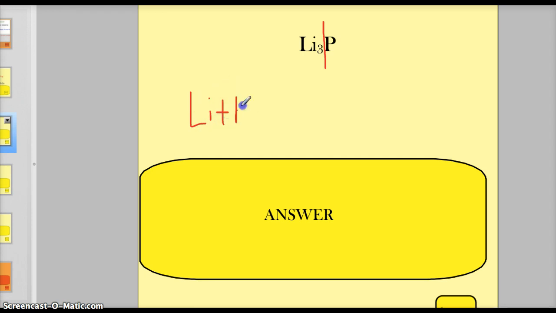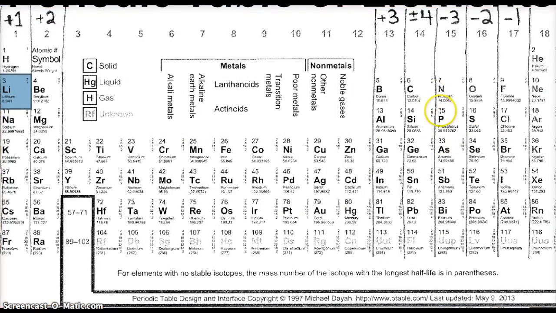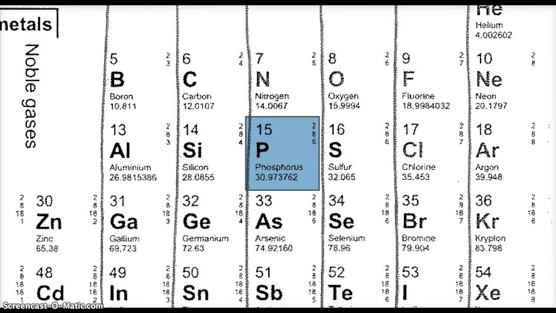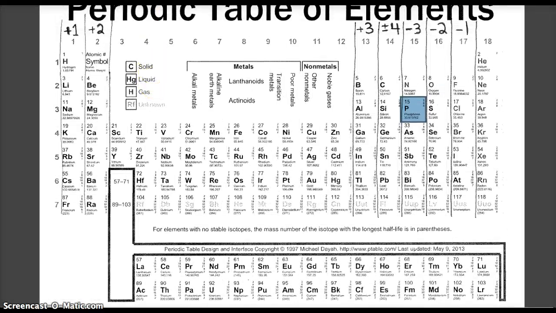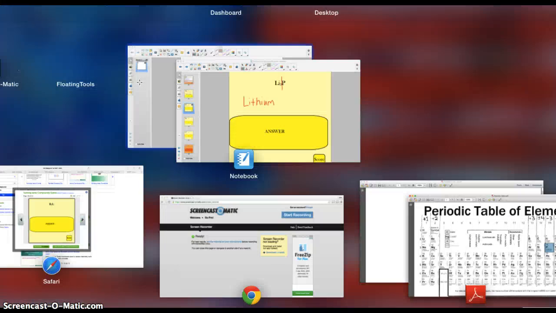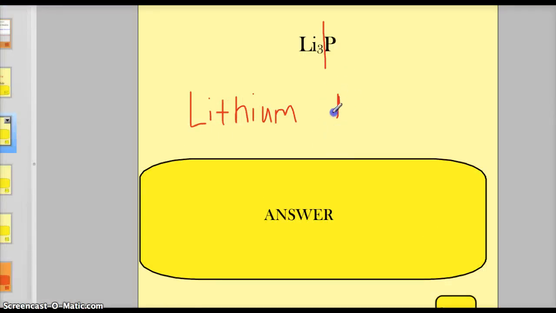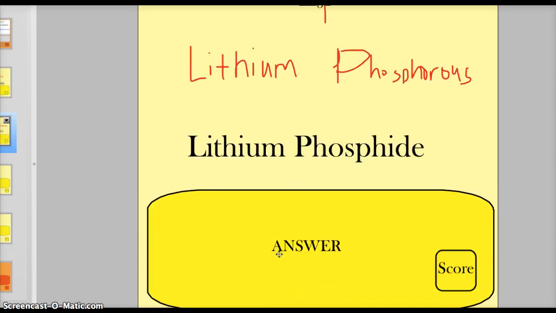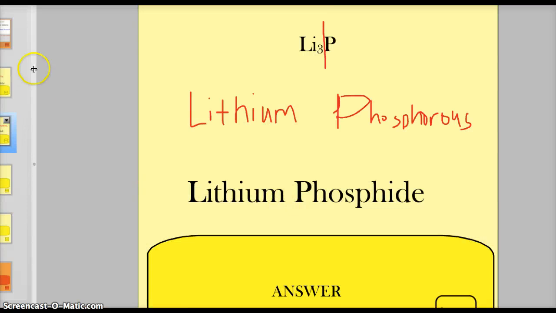That's one element. So I'm going to go back to my periodic table and find the letter P. Here it is right here, the letter P. If I look at its name, it says that it is phosphorus. So let's write in phosphorus. But like we said, since phosphorus is one element, we're not going to call it phosphorus. We're going to change its ending to an IDE ending. So it's now going to be called lithium phosphide.